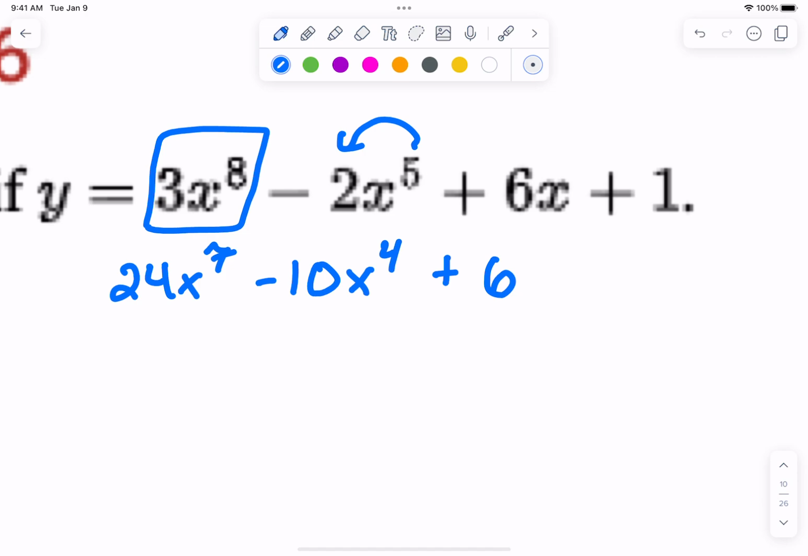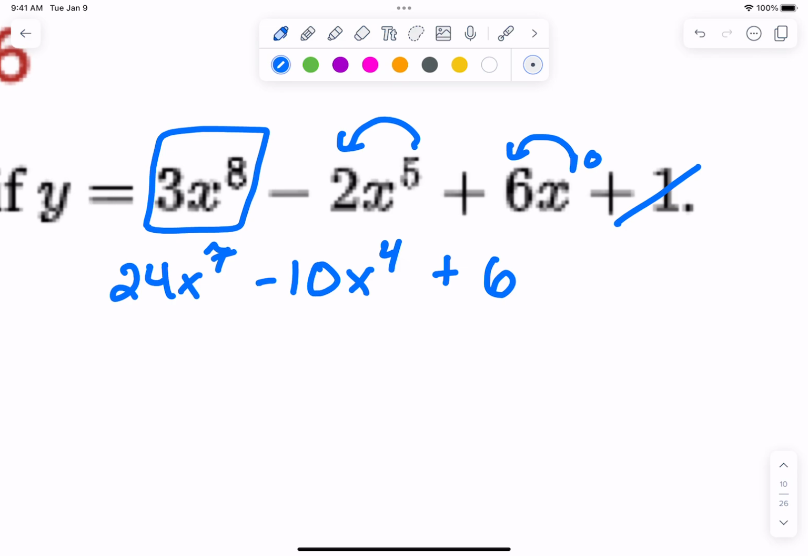Nothing? Wait, no, that's just 6, because there's a 1 there, right? So the 1 comes down in front, and then times 6. This x goes away, to the 0. And then what happens to the derivative of 1? 0. Boop. Gone. Right? Everything is 1x less than what it was before.